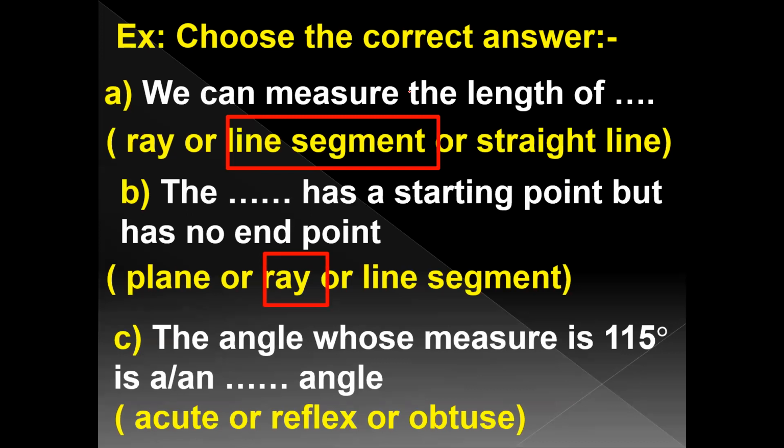The angle whose measure is 115 degrees will be what? 115 is more than 90 and less than 180, so the angle will be an obtuse angle.